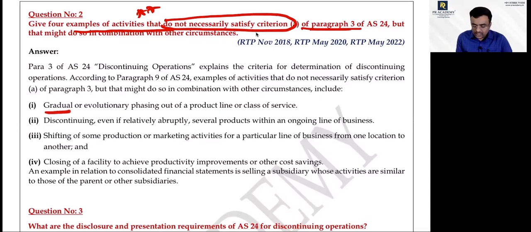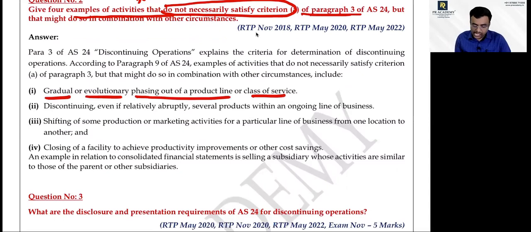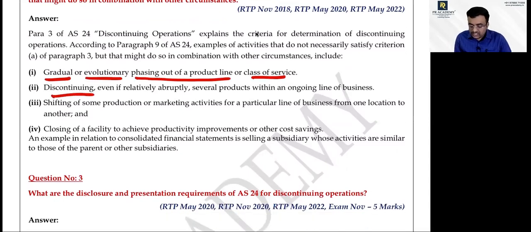First point, gradual or evolutionary phasing out of a product line or class of service. I told you, the soap example. Discontinuing, even if relatively abruptly, several products within an ongoing line of business.